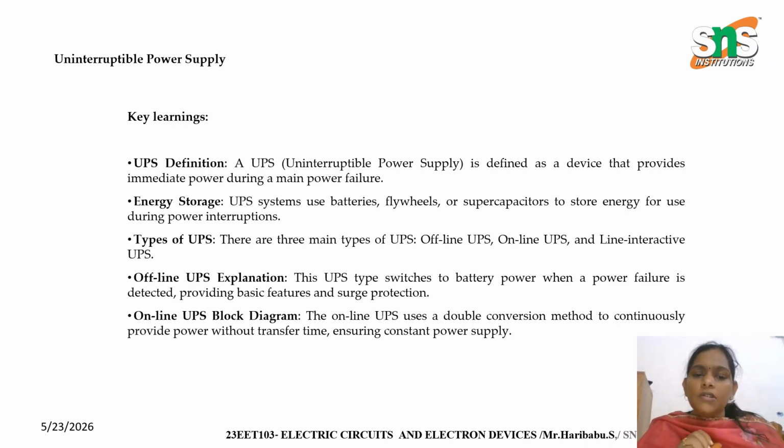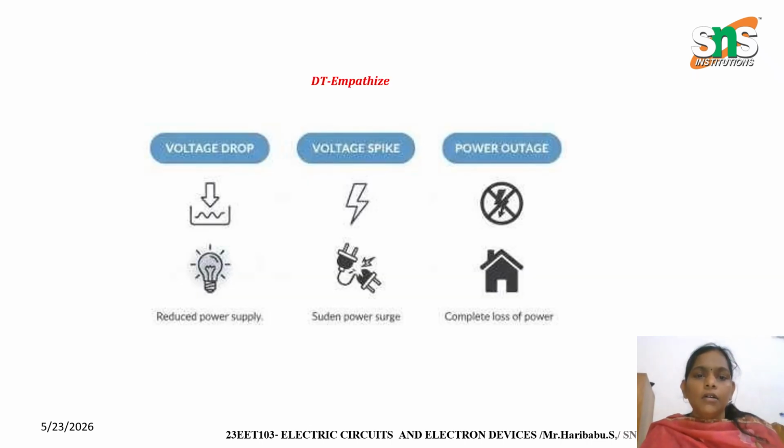The online UPS uses the double conversion method, so that it continuously provides power without transfer time, also ensuring a constant power supply. Next, the main emphasis of this UPS is that whenever a voltage drop occurs or a voltage spike occurs or a power outage occurs, this UPS acts as a main backup.